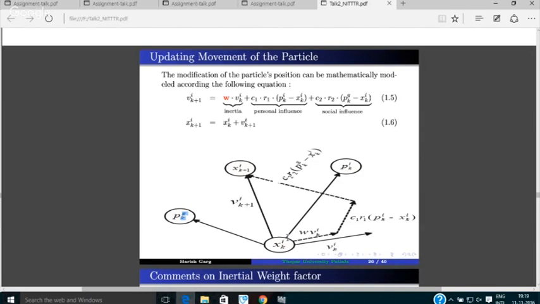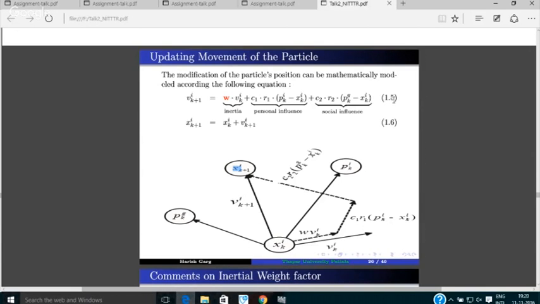What's the distance between this and this? The distance between is the personal influence. I'm writing here because this is the parallel line, so I can write it in terms of the vector. This one is called C1 R1 (PKi minus XKi). Then find the distance between the global best position and this one. Draw the parallel line of this one, just like we did with our vector quantity speed. So what is that? This plus this plus this. You are reaching some new point. The new point is my xk i plus 1. That is my equation number 1.5.